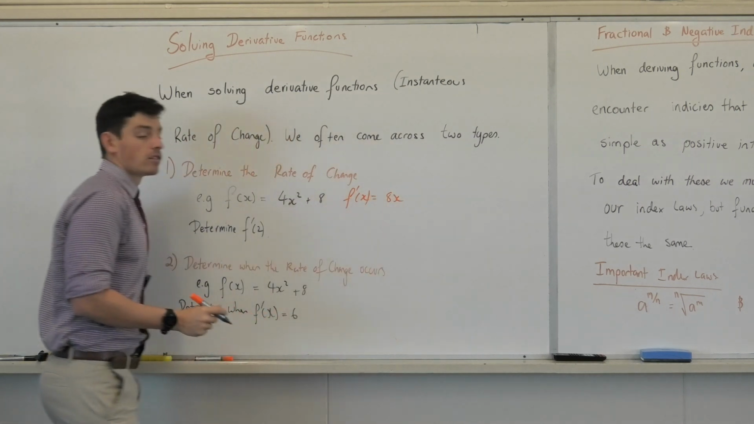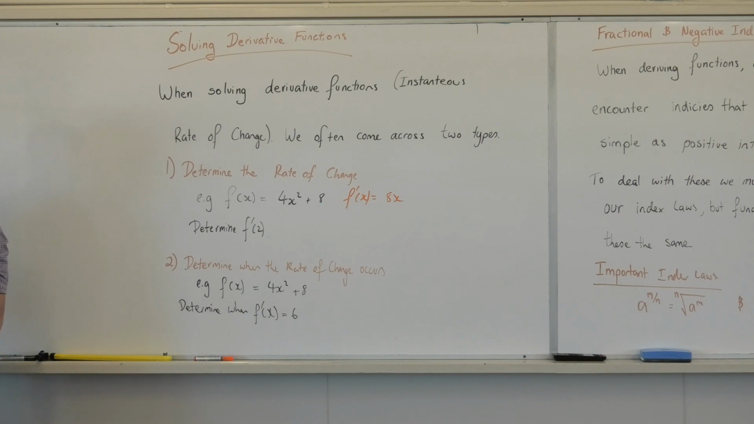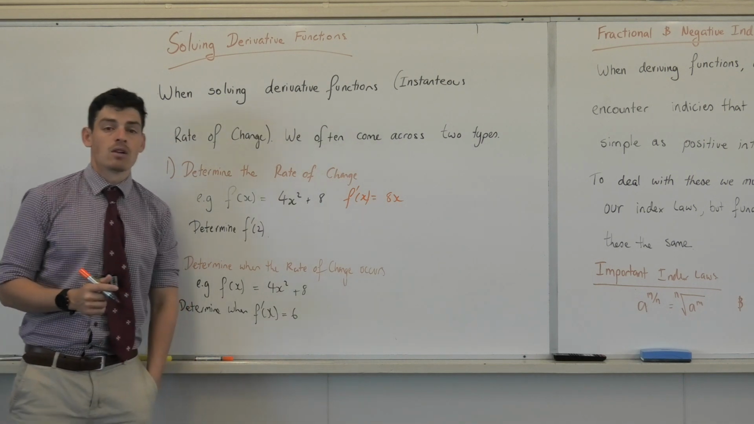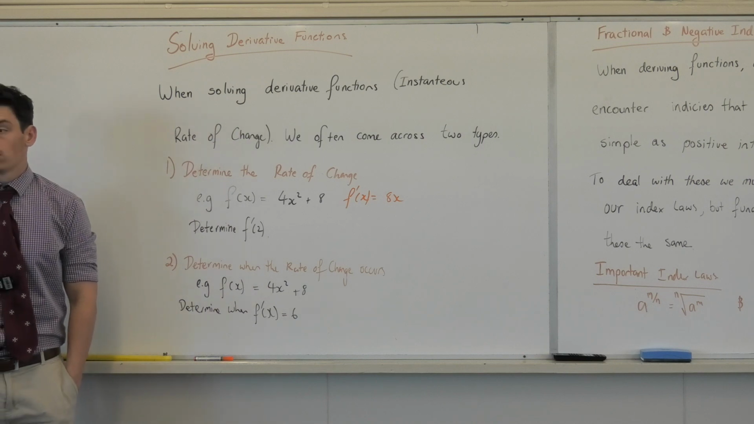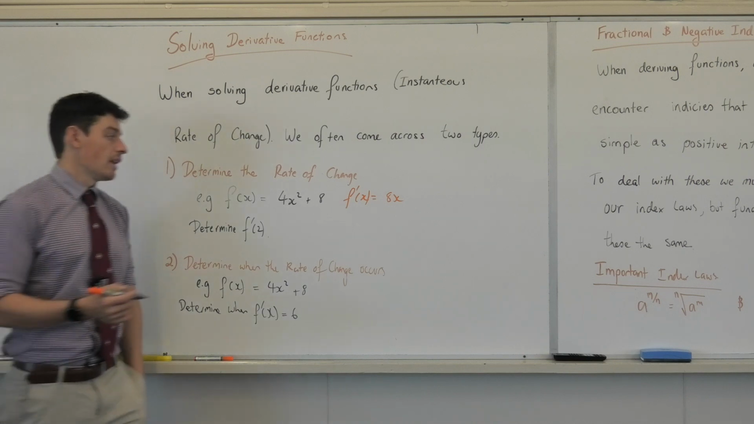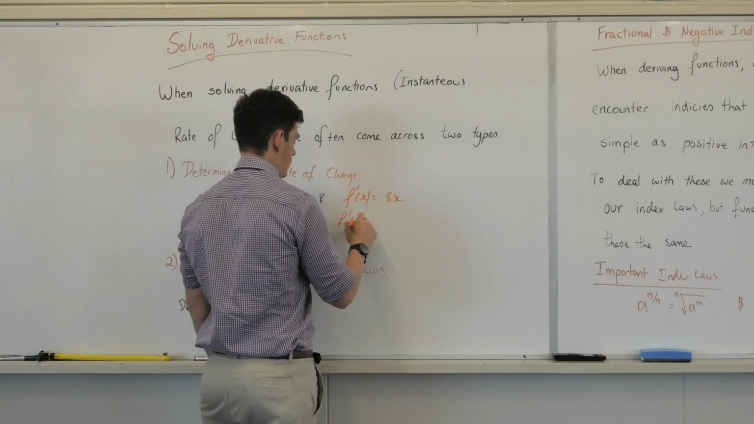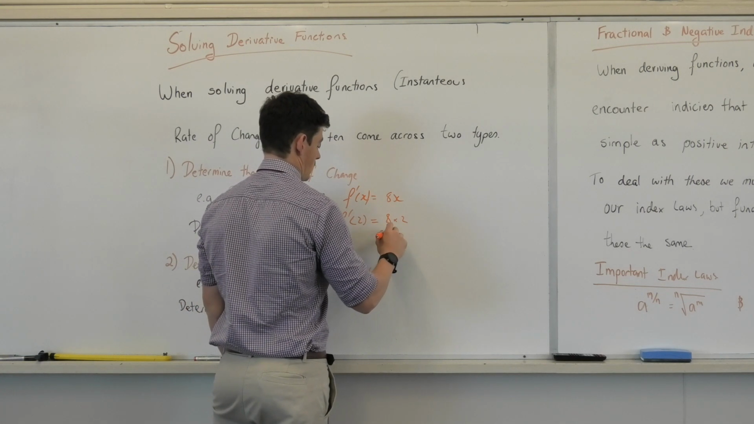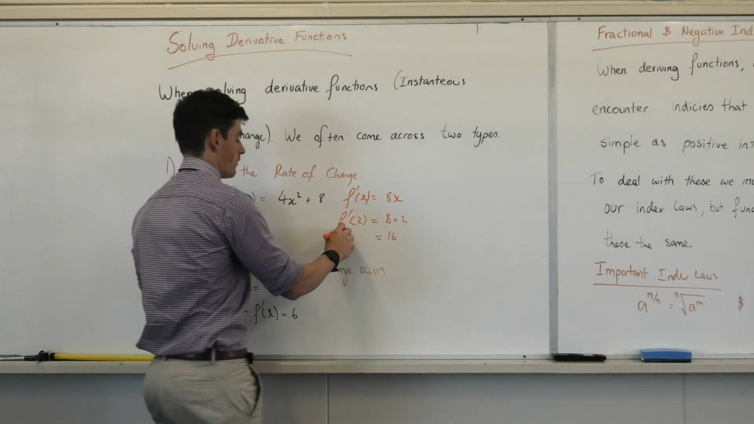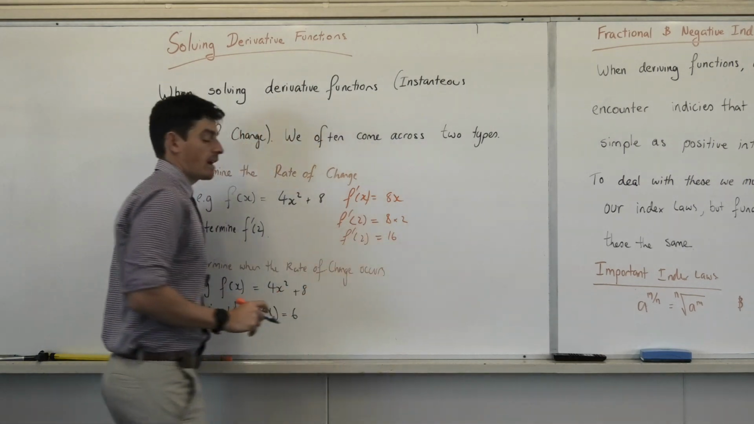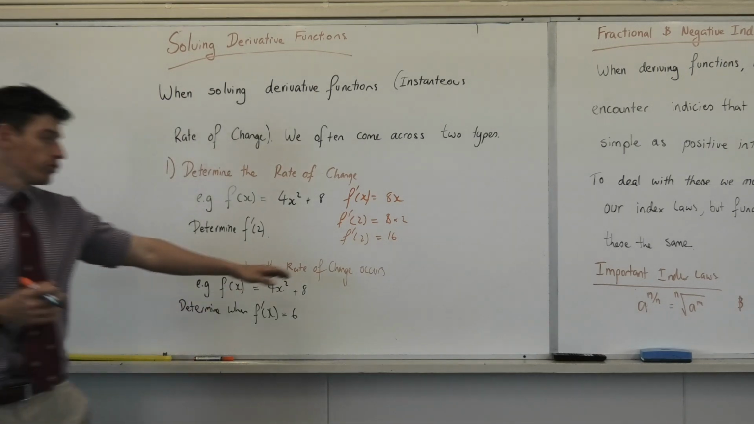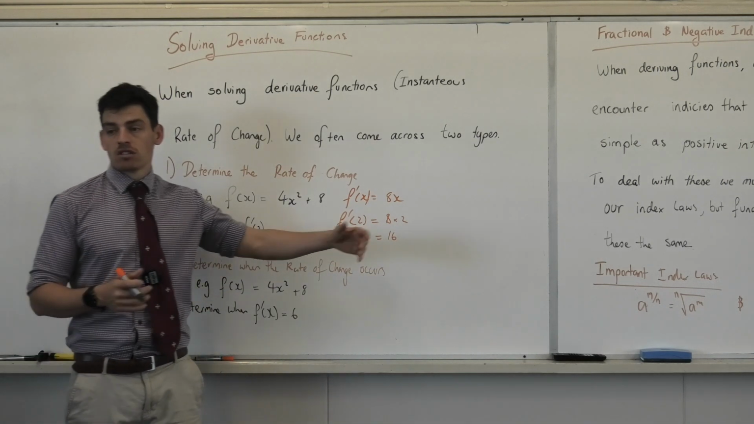Do I have to do anything else? Not yet. Now what do I do? Let x equal 2. So in that case, I had determined what the rate of change at 2 is. So when x equals 2, the rate of change is 16.